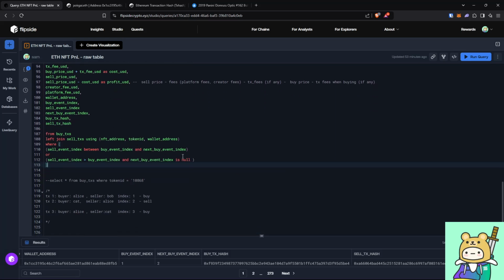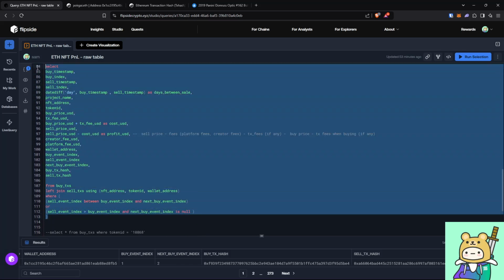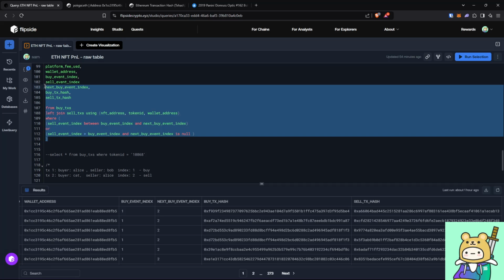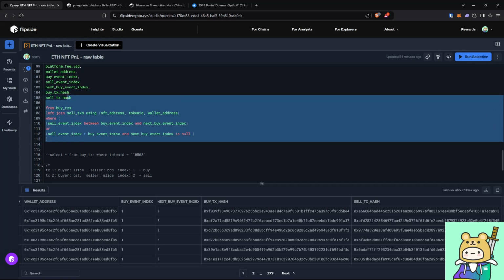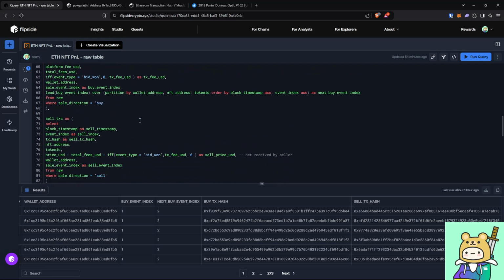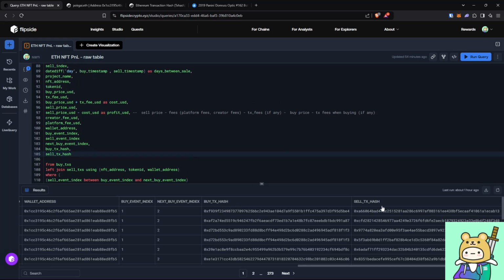But yeah, this is another way of doing it, right? Just not including NFTs where there is no sell yet, right? And I think that's it. If you were to do this on your own, I would do a lot of checking to ensure that the logic here is right. There might be something that I missed out, but from what I've seen so far, it should be correct. And then of course, I included the buy and sell transaction hashes here, so that's easier to double check.